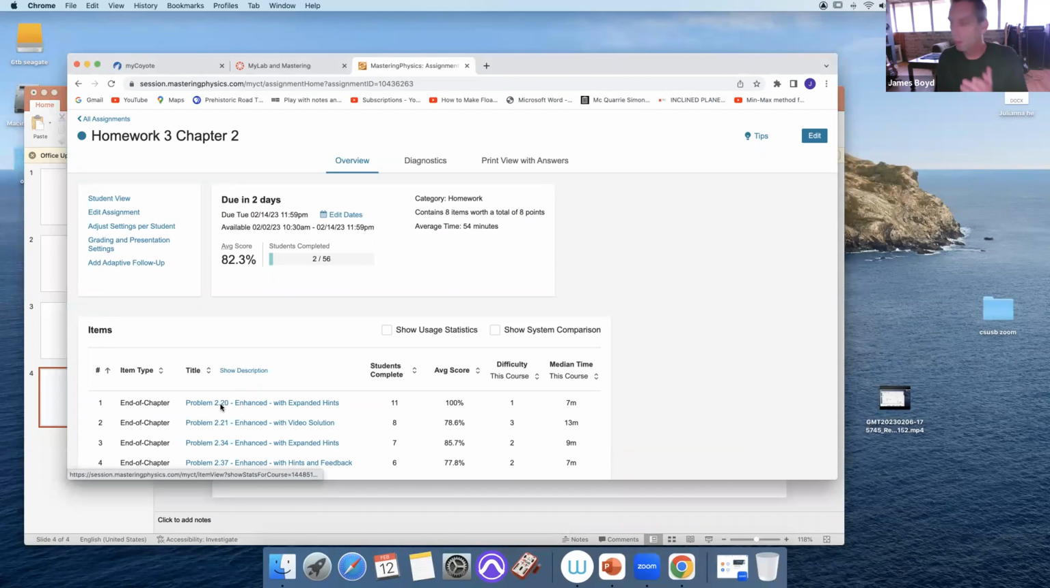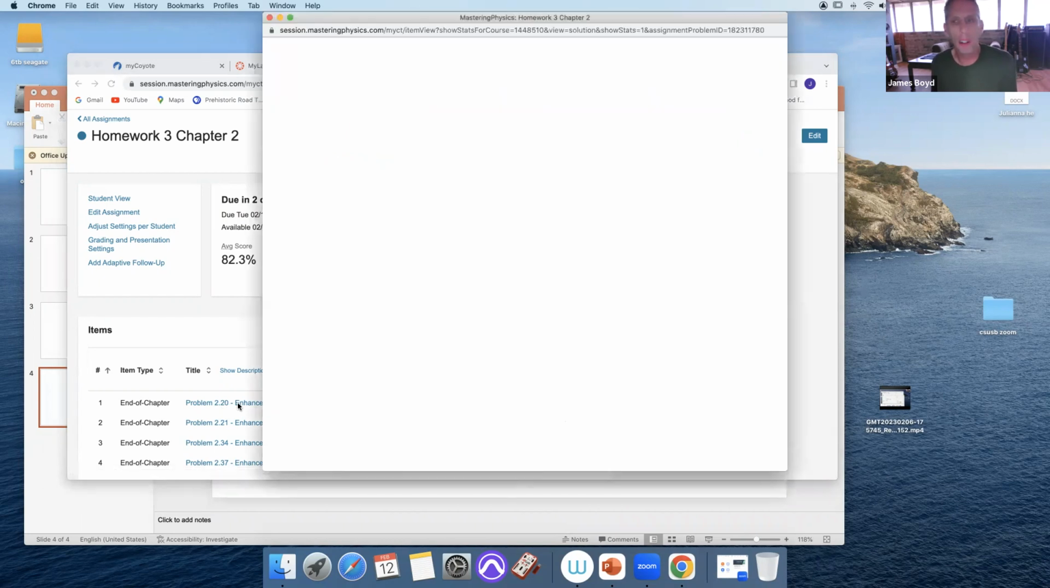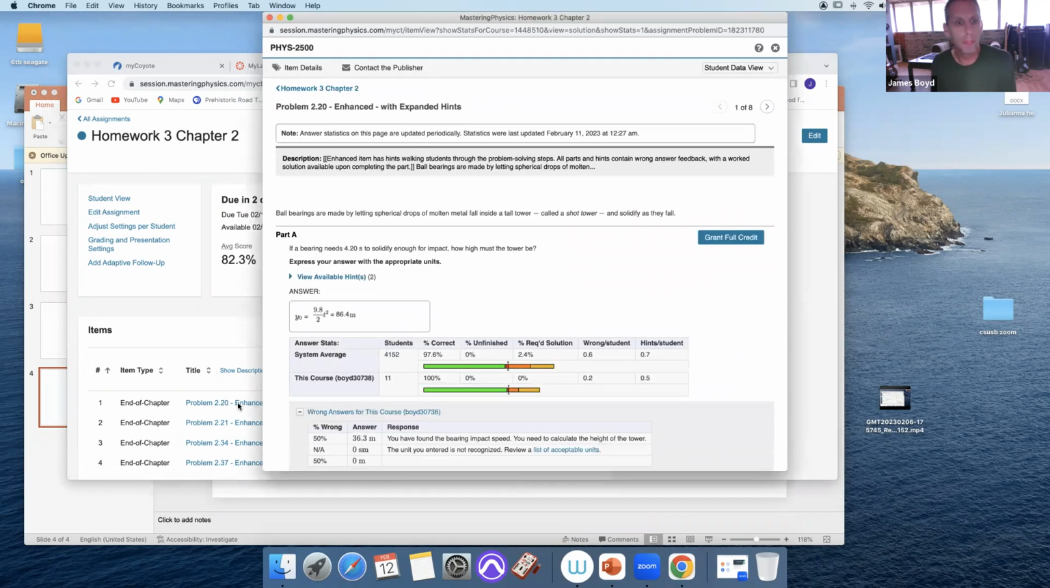Hi, everyone. I'm going to go over the homework 3, chapter 2 problems today, which are primarily problems dealing with free fall and a little bit of acceleration. So there's a little graphing on here, but hope you're all well.